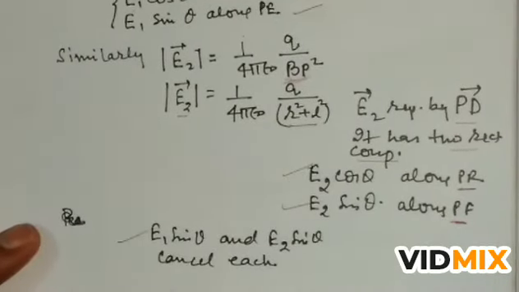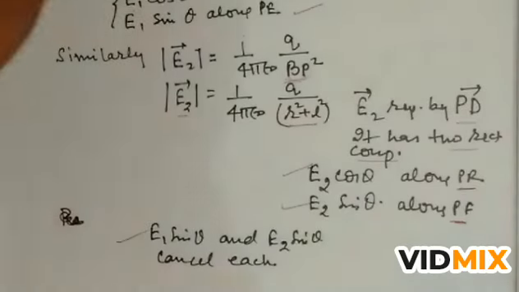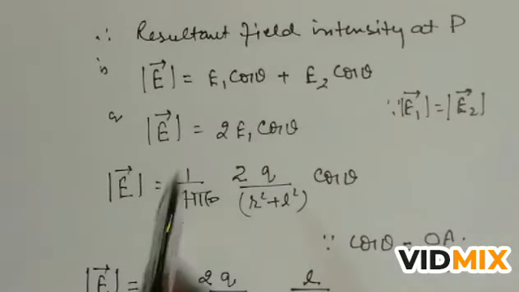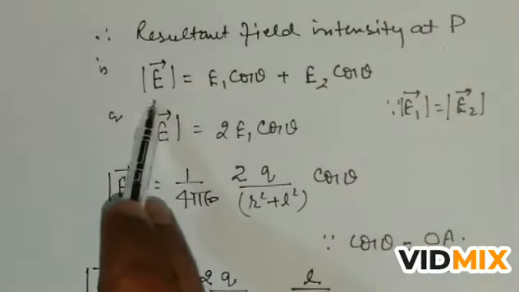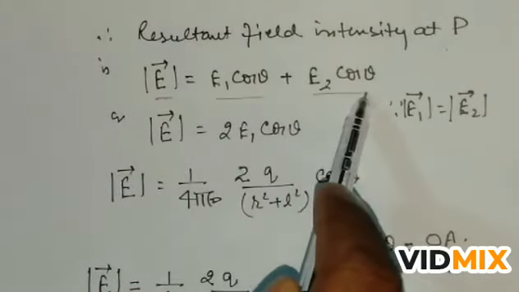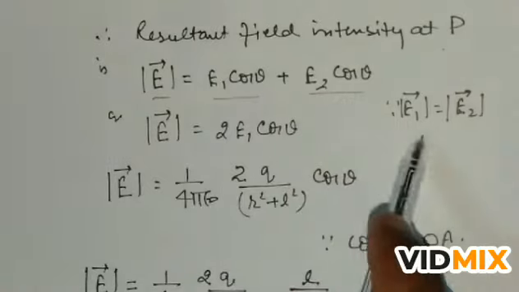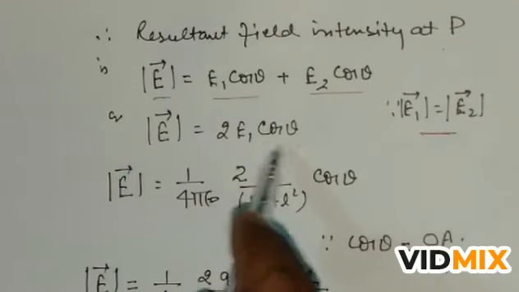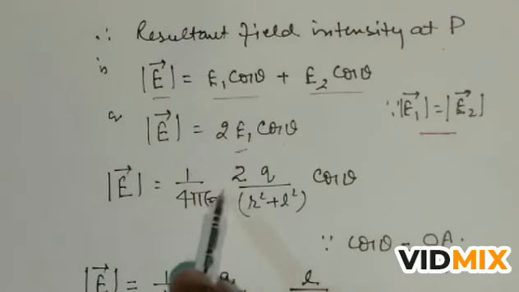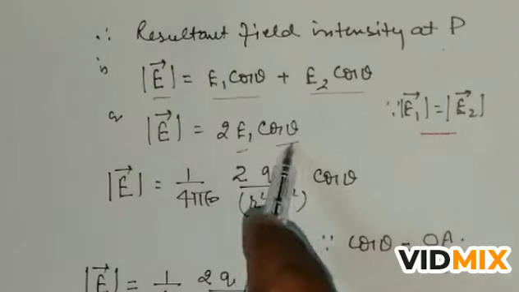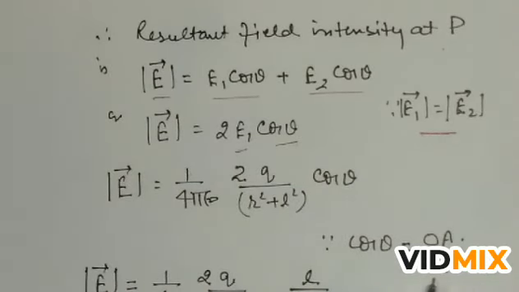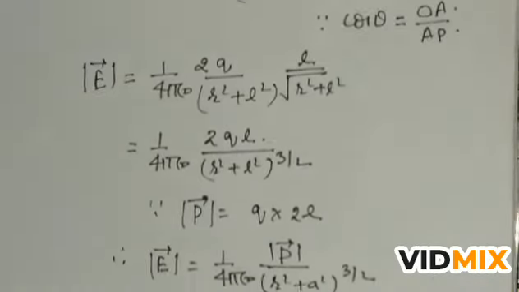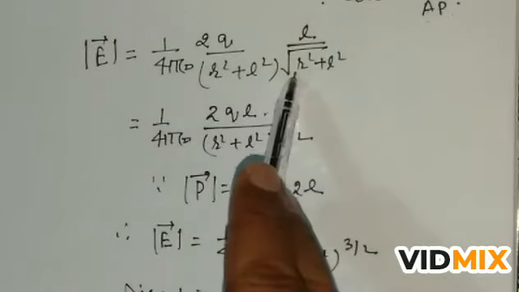So the resultant field will be E1 cos theta plus E2 cos theta. So the resultant field intensity at point P is E equal to E1 cos theta plus E2 cos theta. E1 and E2 are equal, so that is 2 E1 cos theta. What is E1? E1 is 1 upon 4 pi epsilon naught q upon R square plus L square. And what is cos theta? Cos theta is OA upon AP. To put the value of OA and AP here, OA is L and AP is under root R square plus L square.